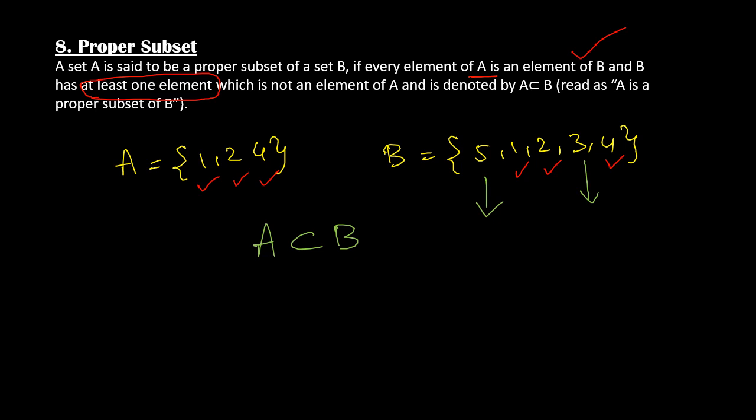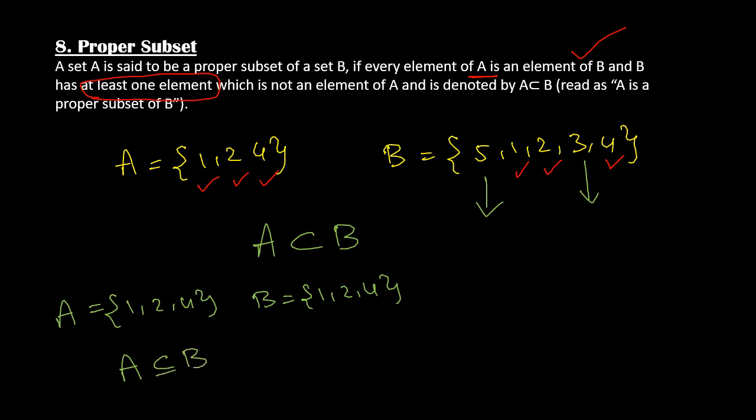So you can ask me, ma'am, what is the difference between subset and proper subset? If I have A as 1, 2, 4, let us assume, and B as 1, 2, 4. Agree? So what I said, if each and every element in A is contained in B, this is known as a subset. Agree?